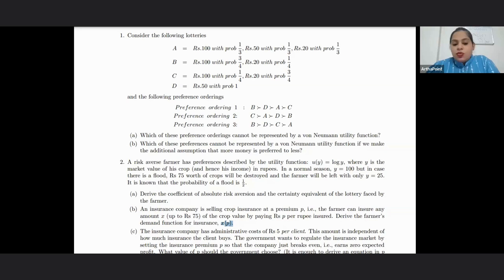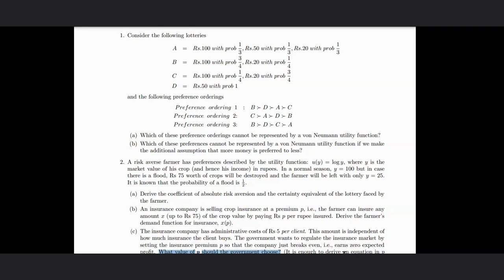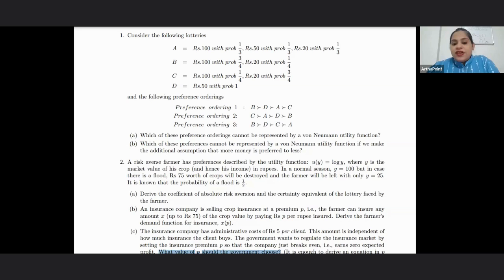Correct. But the question asked is what value of P should the government choose? You have equated it to 0, but from there you have to still find the value of P, right? Yes, ma'am. And when you find the value of P, that will have X in it. So when you set it equal to 0, from there you have to still find what P is. And in that expected profit, you have a term of XP included. Okay.